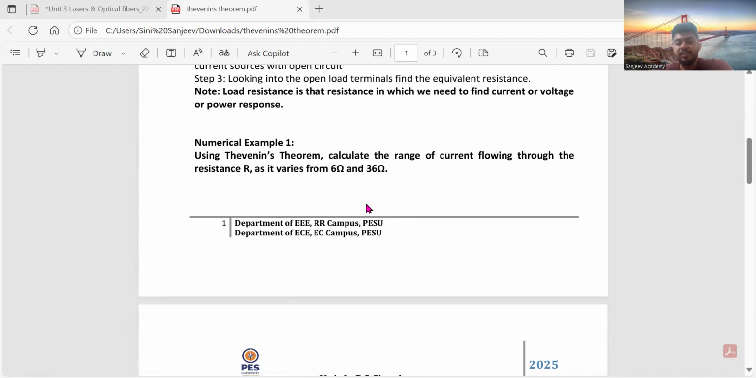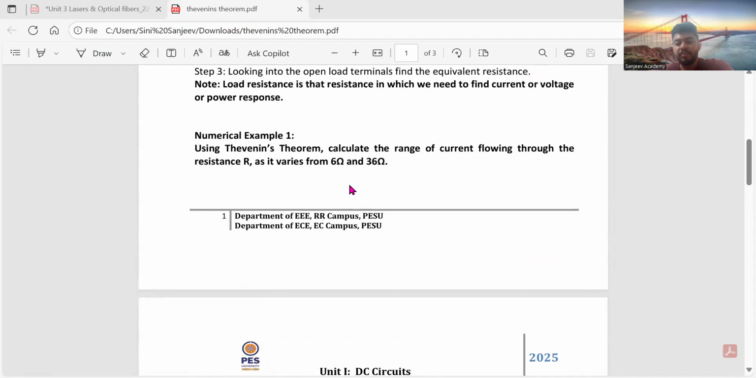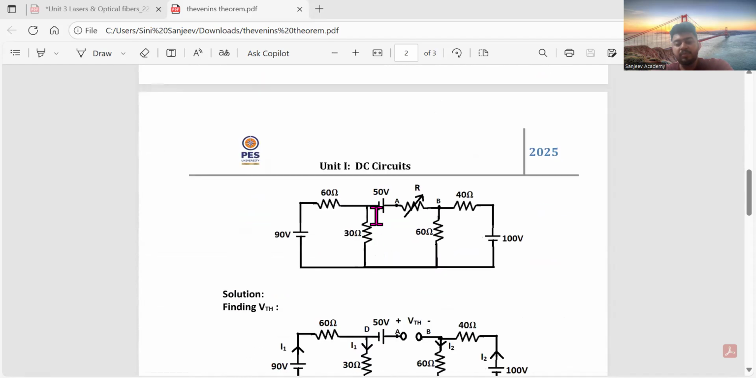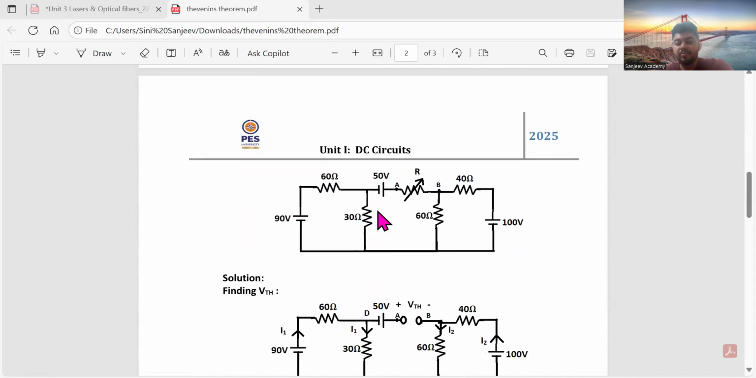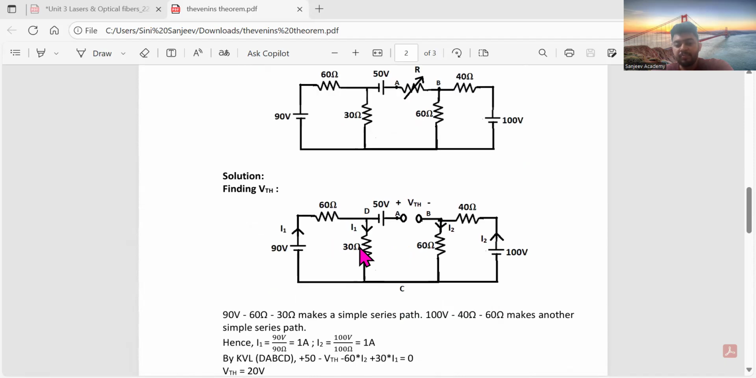So let's see the numerical using Thevenin's theorem. Calculate the current flowing through resistance R, which varies between 6 ohm and 36 ohm. Okay, fine. So let's take this 60-30. First step is what? Remove the load resistance, make it open, and replace it with VTH. We did that.